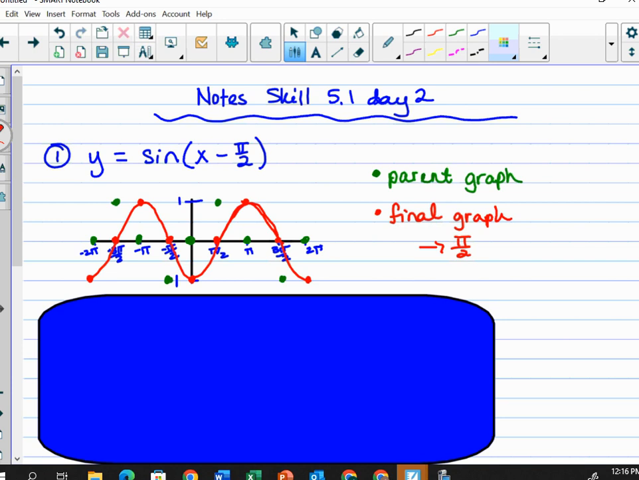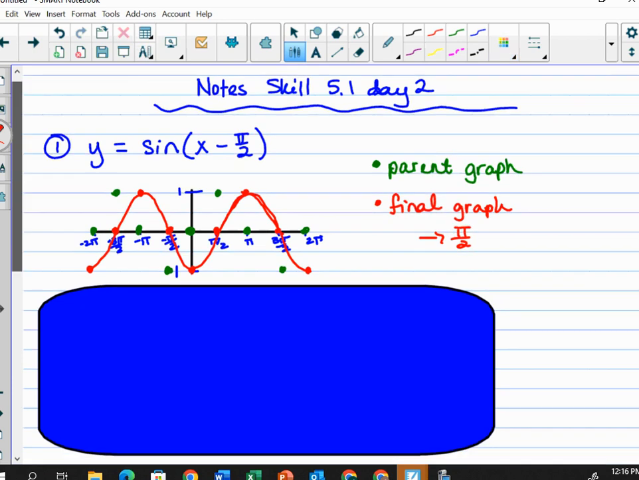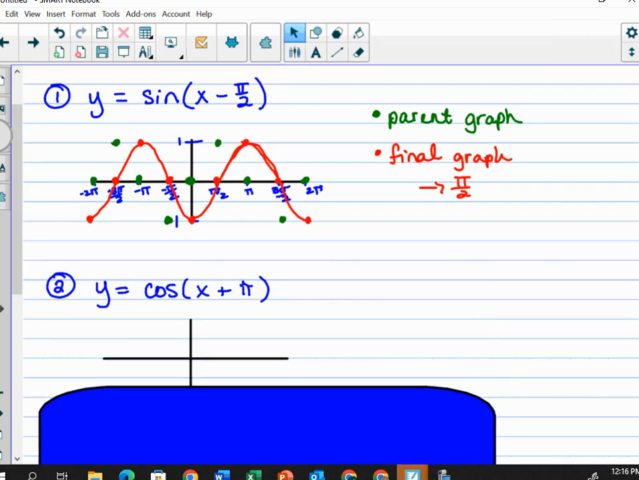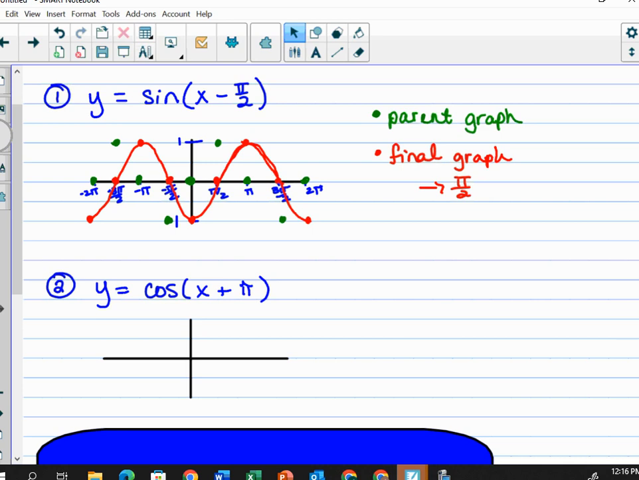Other questions on this one? All right, I'll leave it so you can see it if you're stuck, but let's try number 2. You guys are going to do this. Label everything. Try to do your transformation. You got this.